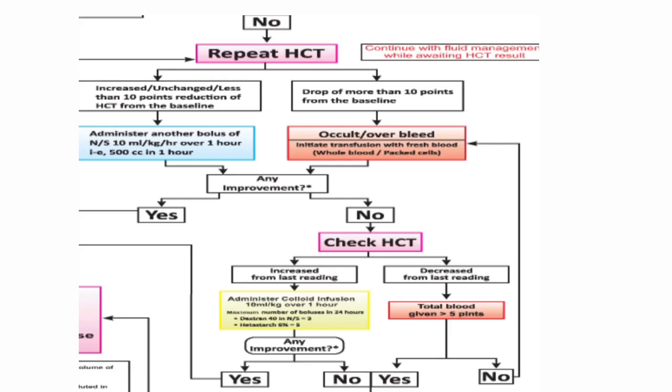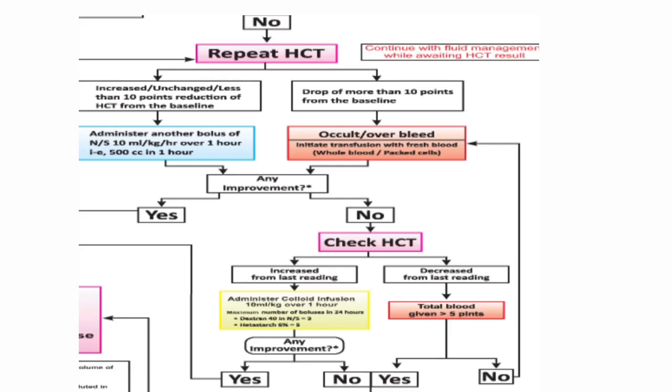Now again there are two things that can happen. If there is decreased hematocrit from the last reading, then again blood will be given. If hematocrit is increased from the last reading, then you will go for the infusion. So decreased hematocrit means that the patient is having some bleeding. Hematocrit is low, means Hb is low, so the patient has some bleeding. You have to go for blood transfusion.